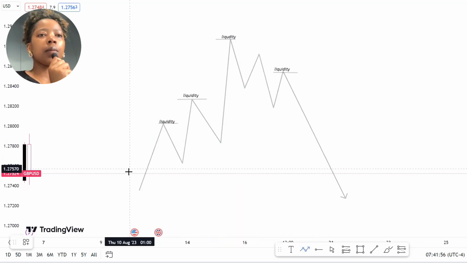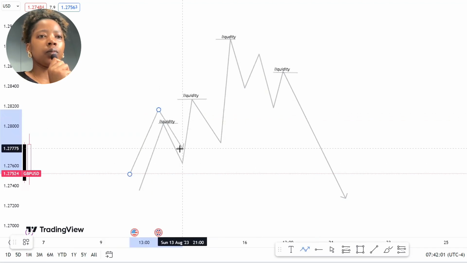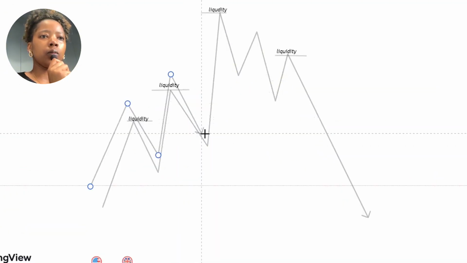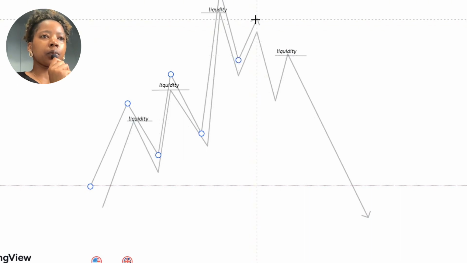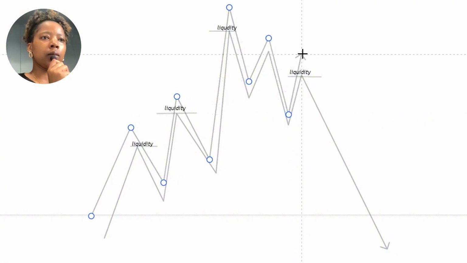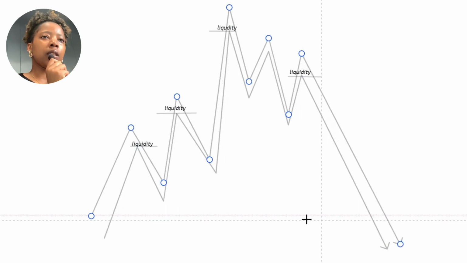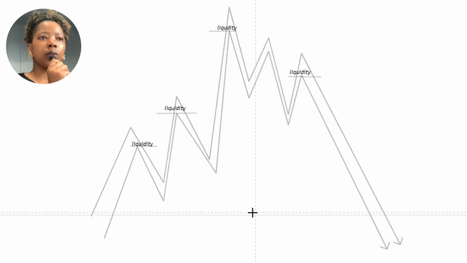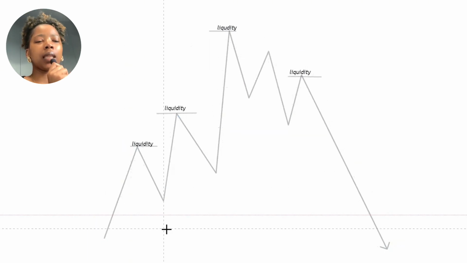We're going to start on the upside: high, low. This is a normal market structure: high, low, high, low. Now go on a downtrend: low, high, low again, and that's it. This is what I want you to draw your chart like. I'm going to delete this because we don't need that.